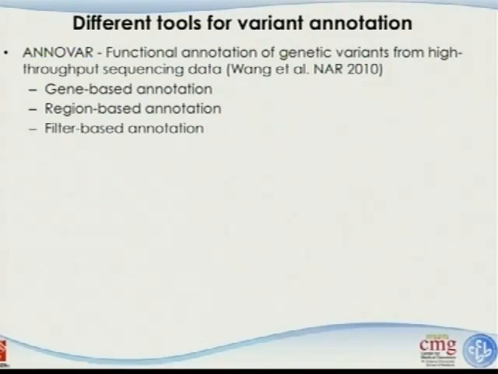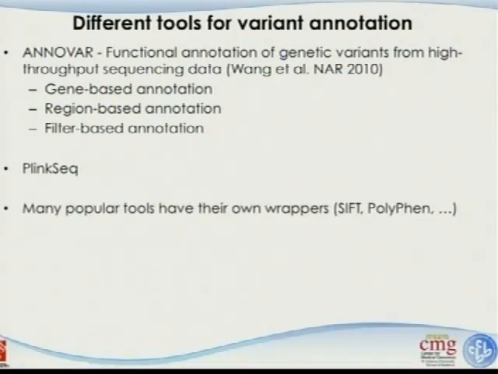The filter-based annotation lets you say, get rid of all the variants that are in the 1000 Genomes Project, but only the ones where the minor allele frequency is larger than 10%. So you can do more complicated things with this tool without needing to do the programming. And Plink-seq is another tool that can do a little bit of annotation, but I think all of that is covered by ANNOVAR. And many popular tools have their own wrappers, like SIFT and PolyPhen.